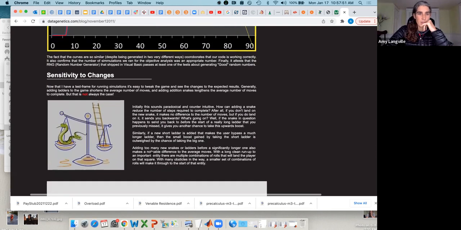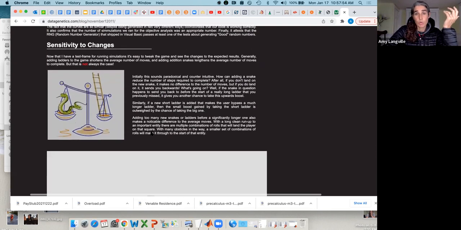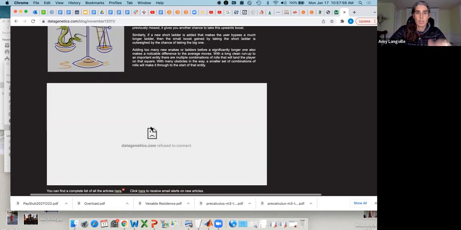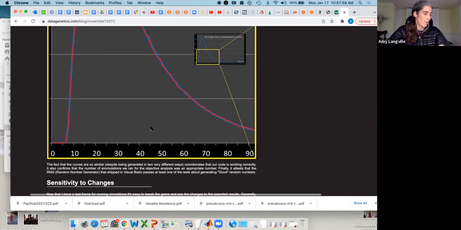Okay, then he does some examination of sensitivity changes. What if some of the rules change? It's pretty cool to take a look at those, because you do have to do that for your assignment. So that's one application. We did weather, Chutes and Ladders, and now let's go to MATLAB.